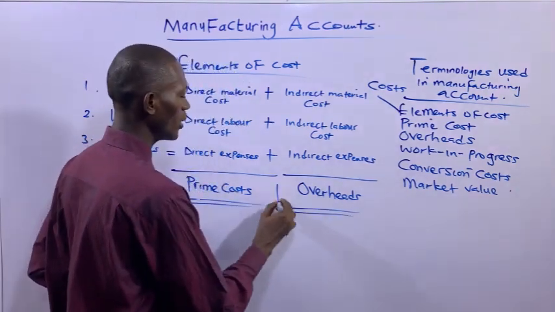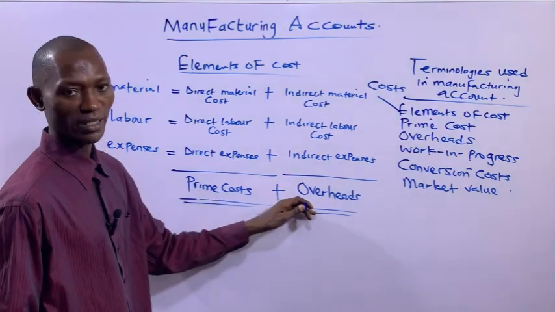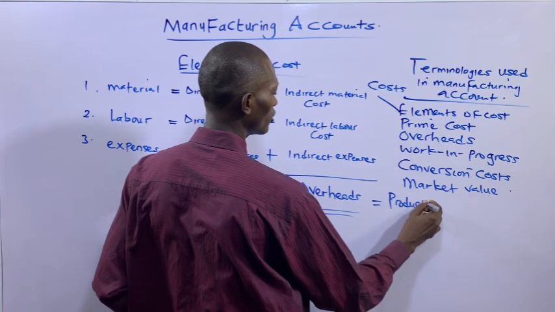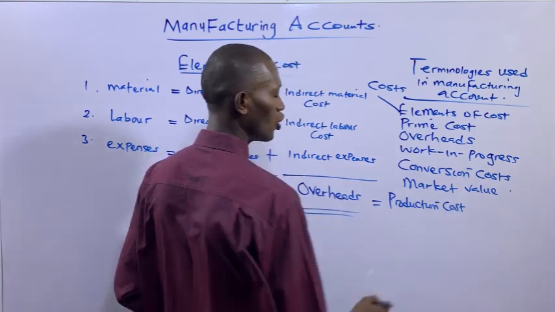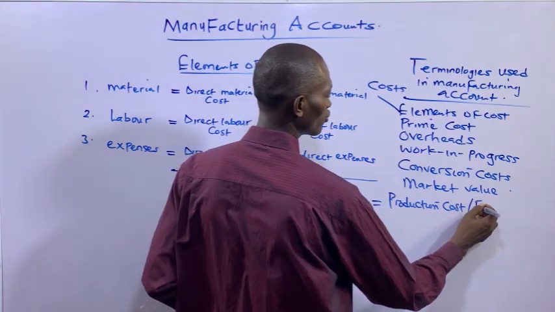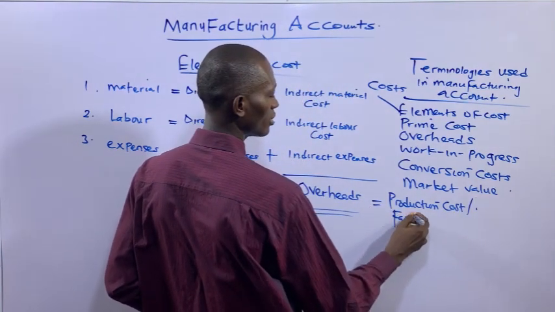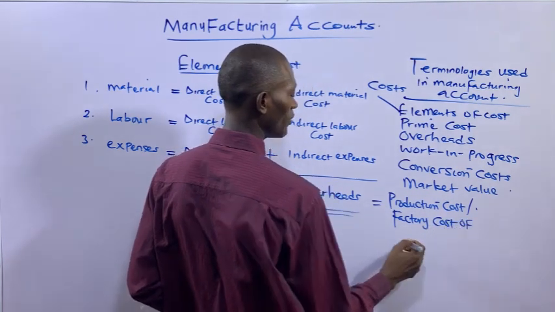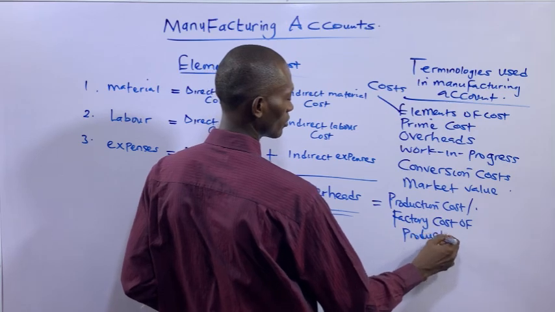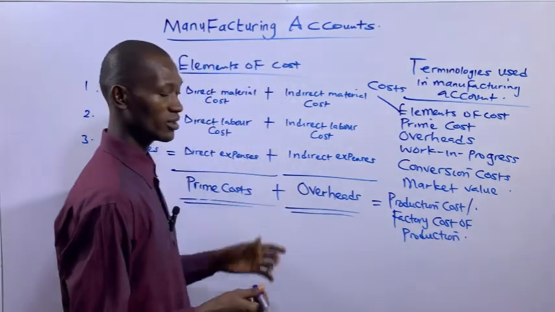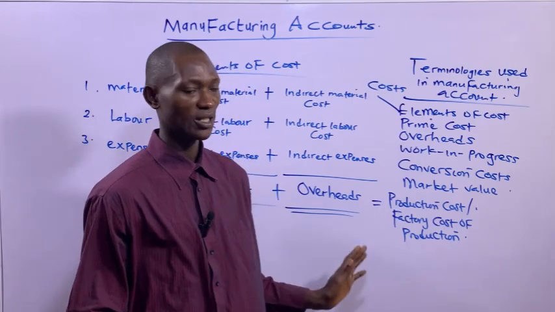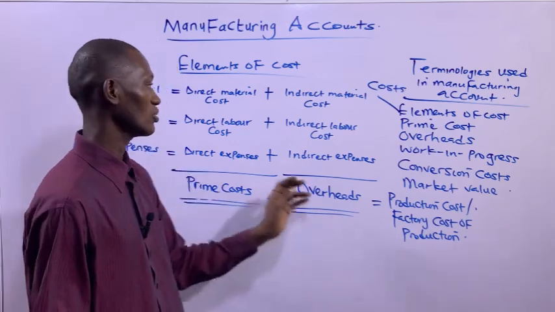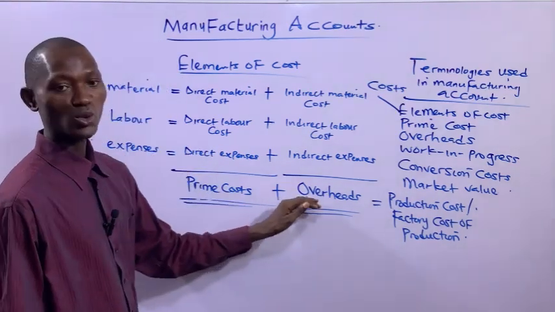Then when you add your prime costs with your overheads, you are going to have production costs. Most times you can call it factory cost of production. Factory cost of production is the same thing as production costs. So you can see how we arrive at the production cost or factory cost of production: it's by adding the prime cost plus overheads.